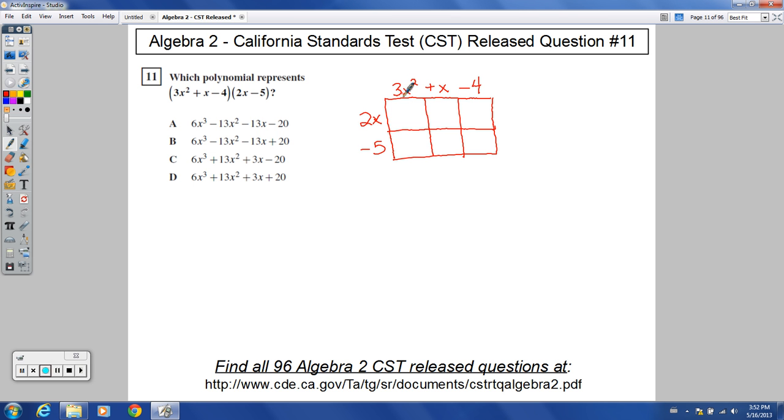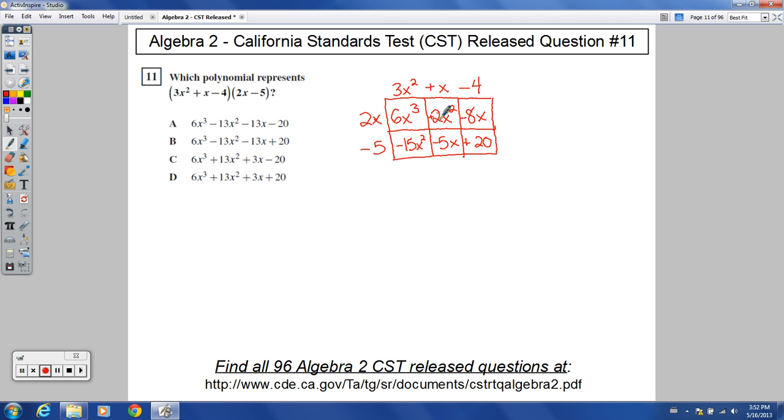So 2x times 3x squared, that'd be 6 for the coefficient. X times x squared would be x cubed. 2x times x, that's like a 2 times an invisible 1, so you have 2 for the coefficient. X times x, x squared. 2 times negative 4, negative 8, and you still have an x, so a minus 8x. Here we've got a negative 15 x squared. Here we've got negative 5 times x, and here negative times a negative will make a positive 20. And this was positive as well.